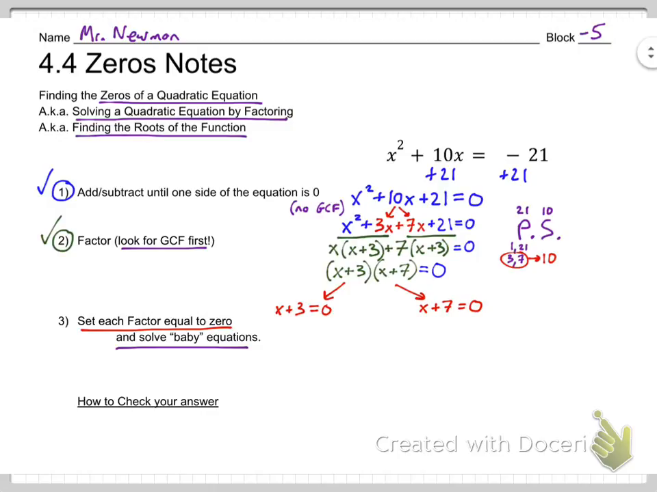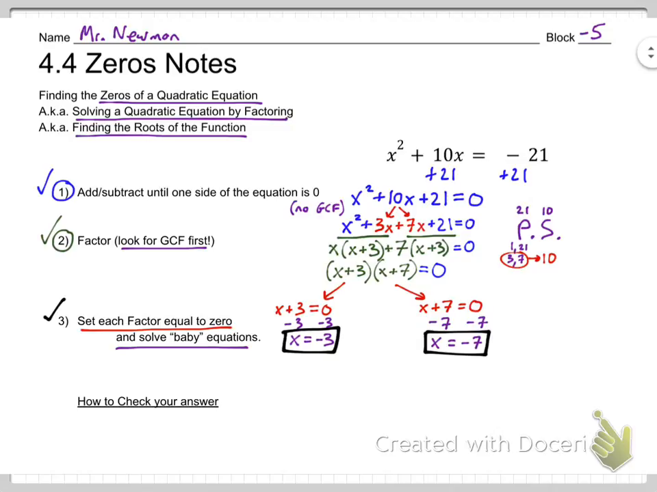What you then do is finish those baby equations. Now, I'll call them baby equations because this is the very first thing we learned in this class, how to solve one-step equations. If you subtract 3 from both sides on that equation, you get x equals negative 3. If you subtract 7 from both sides on that equation, you get x equals negative 7. And those are the two solutions, or the two zeros, for this quadratic equation: x equals negative 3 and x equals negative 7.